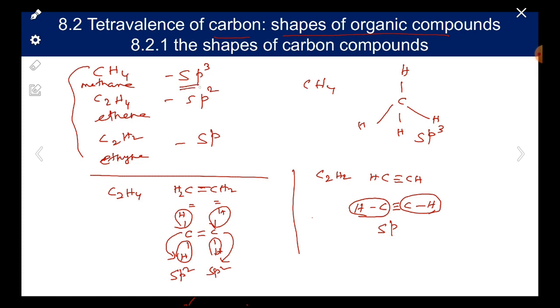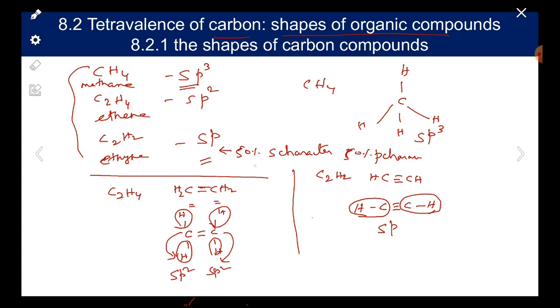In this case, the percentage of S character and P character we can determine for all the three types of hybridization. When we talk about hybridization, it is important to note that hybridization influences the bond length and bond enthalpy. So when we say this compound has sp hybridization, this means that it has 50 percentage of S character and 50 percentage of P character.